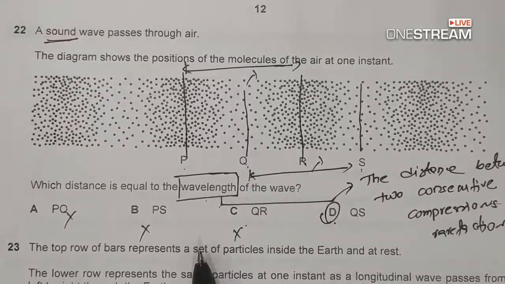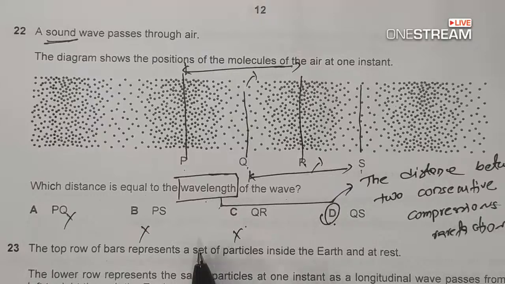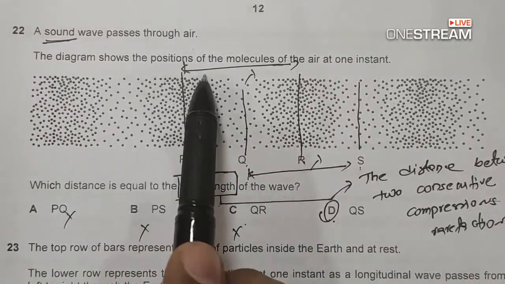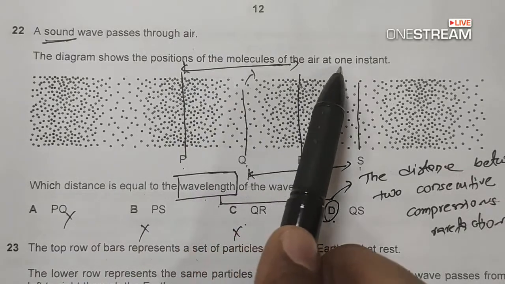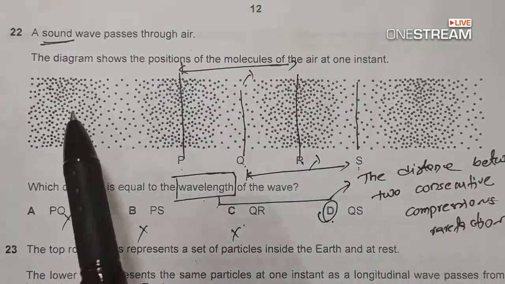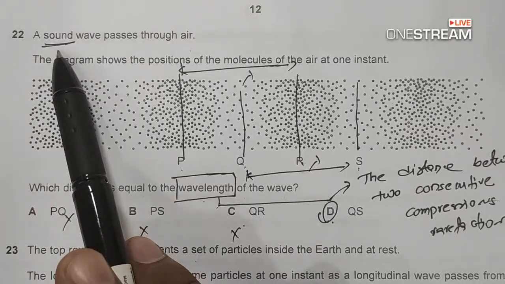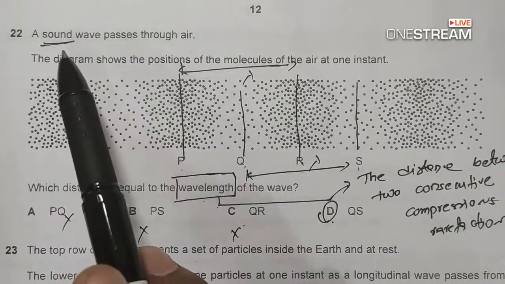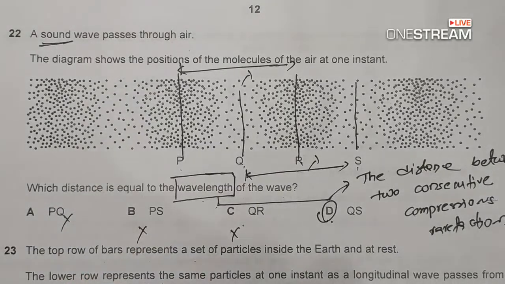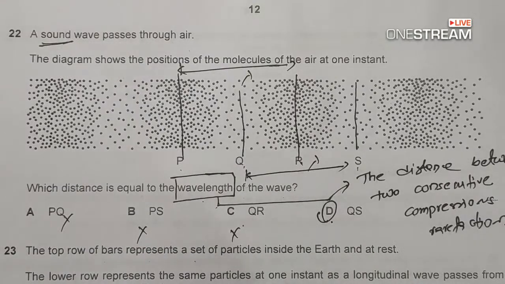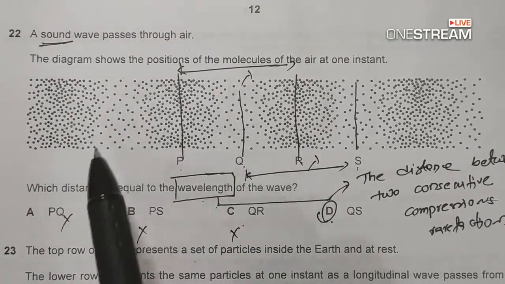So let's see the 22nd question. A sound wave passes through air. The diagram shows the positions of the molecules of the air at one instant. So you can see the sound wave is a longitudinal wave where compressions and rarefactions happen. Where the particles are accumulated at one place, that's called compression, and where the particles are far from each other is called rarefaction.